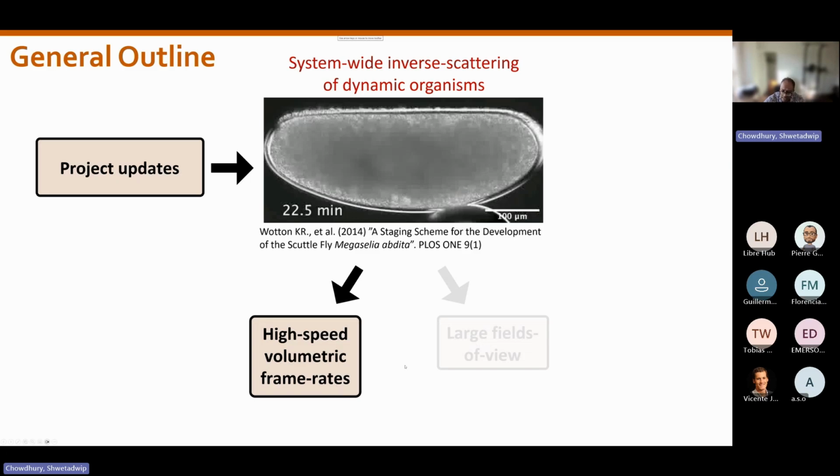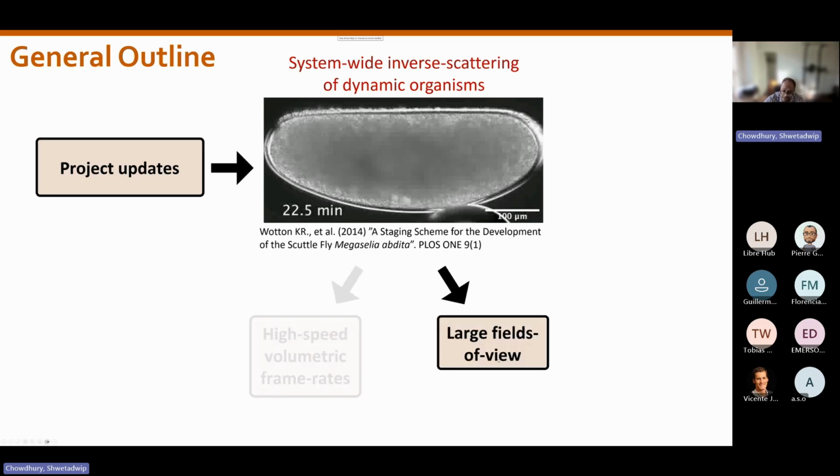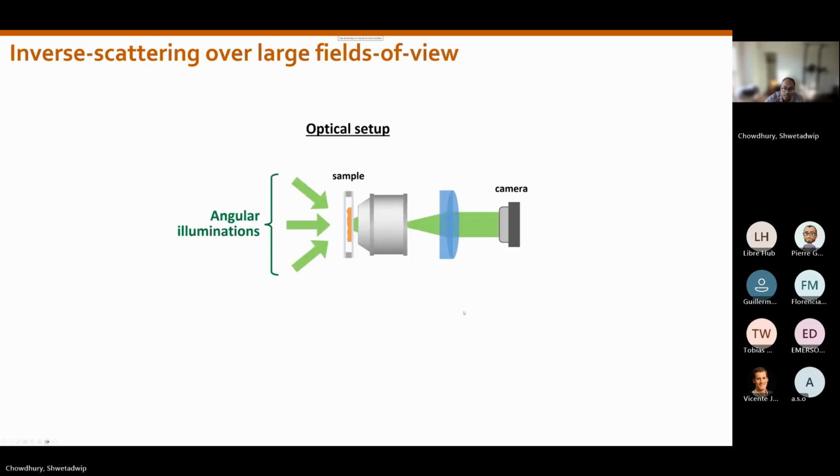I want to end today with our recent work on achieving large fields of view. So remember, the goal here is to achieve system-wide imaging capabilities, and that typically requires millimeter to centimeter scale fields of view, ideally without losing our resolution too much. And so that's what we'll talk about now.